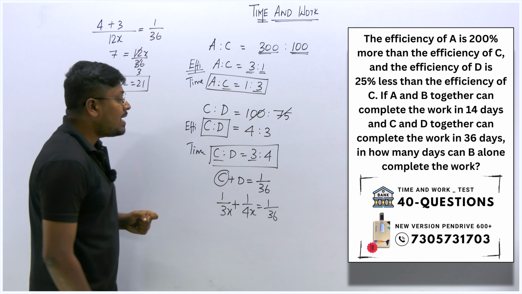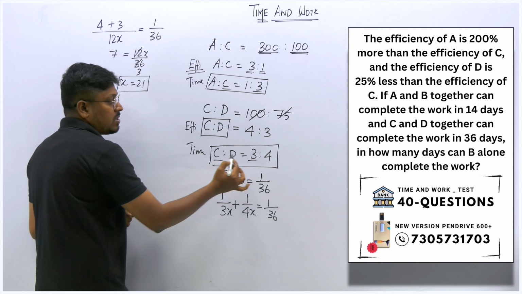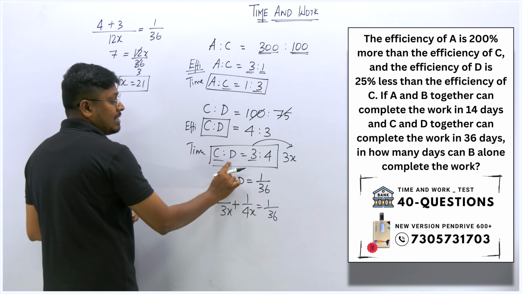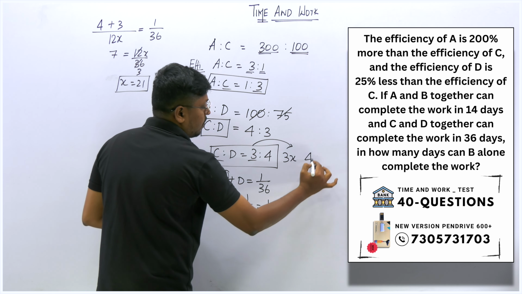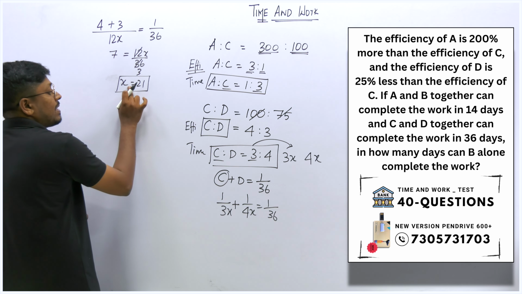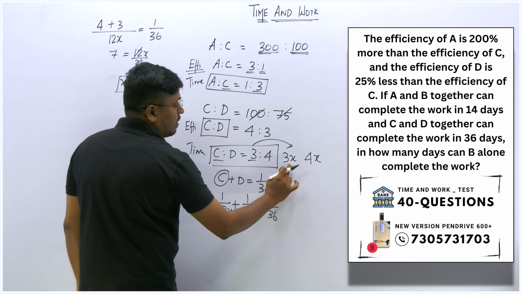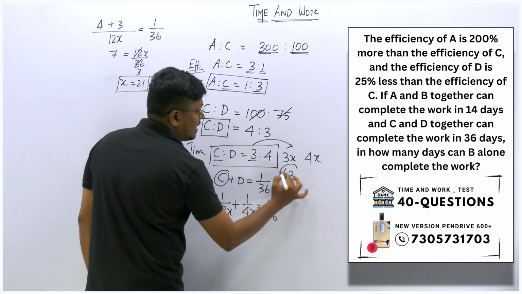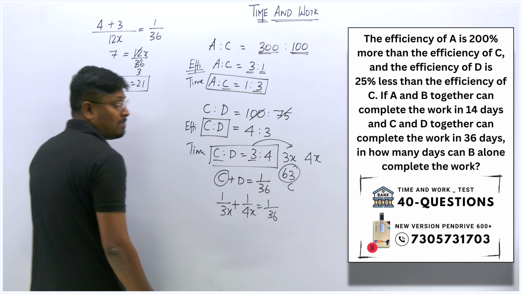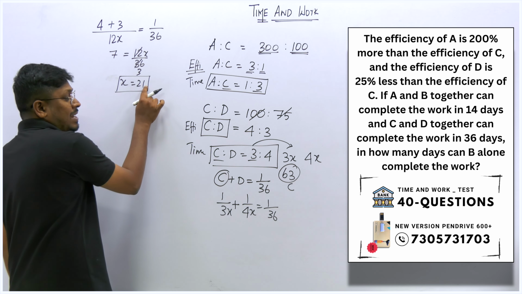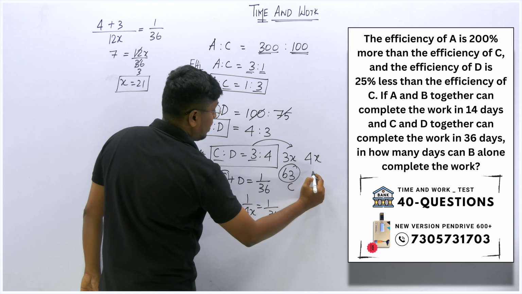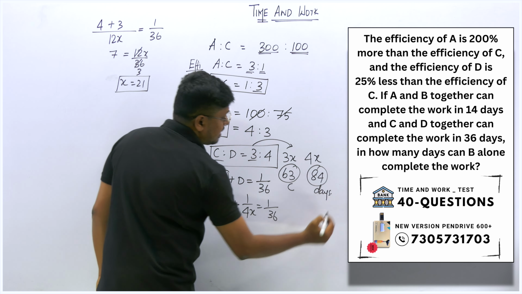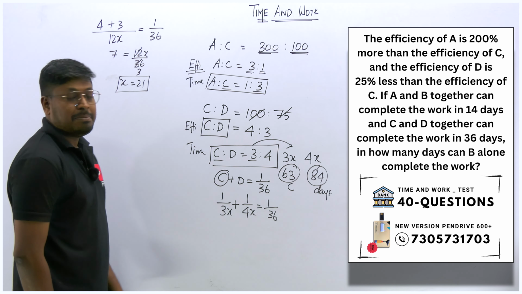So once you find the value of x, then the time taken is easy, because we know that the time taken to complete a piece of work by C is 3x. What about D? D will be 4x. So now we found the value of x is equal to 21. So 21 into 3 will be 63 days. So 63 days is where the person C can complete a piece of work. So 21 into 4 will be 84 days. So 84 days is where the person D alone can complete the piece of work.